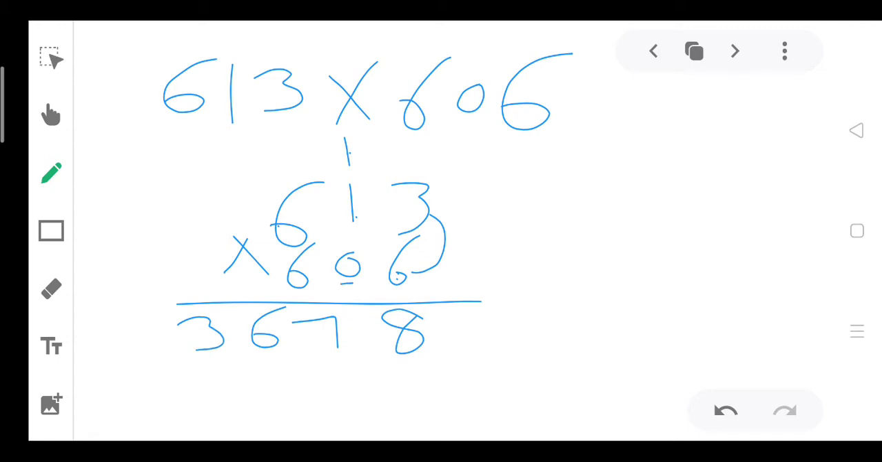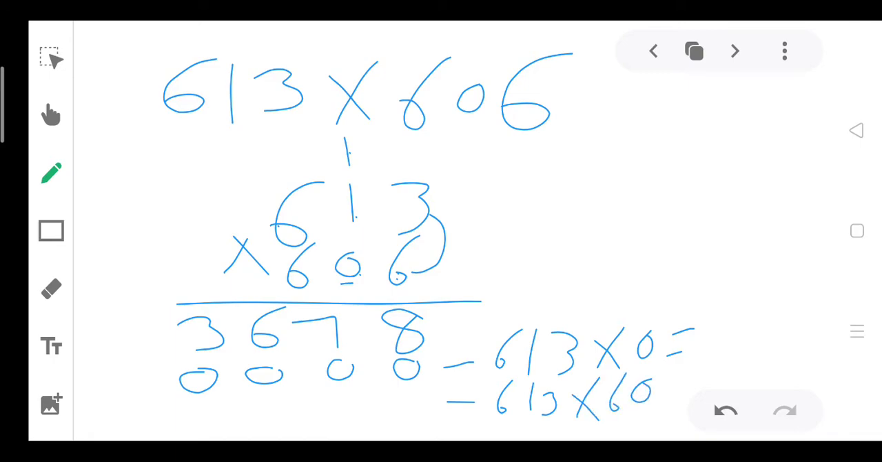Now we have to multiply the tens place digit, so at the ones place we will put 0, and we have to multiply 613 by 0. 0 3s are 0, 0 1s are 0, 0 6s are 0. Now we have to multiply 613 by 600. So at the ones and tens place we will put 0, 6 3s are 18, we will write our new carry here 1, 6 1s are 6 and 1 is 7, and 6 6s are 36.